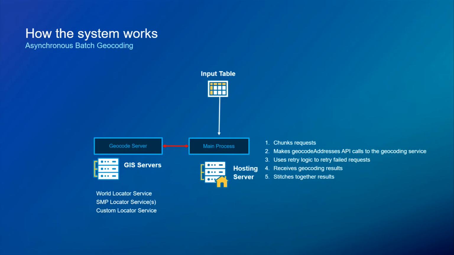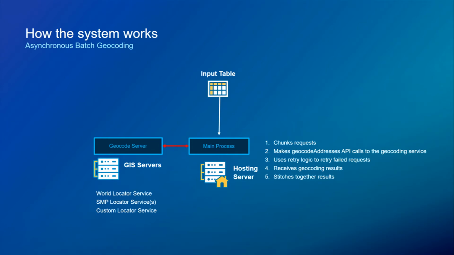So let's dive in a little bit to how the system works. Before we had this architecture on the back end, we would have ArcGIS Server and your client. What you would do is, when you publish a locator to your ArcGIS Server, it would come with the Geocode Addresses API, which is an API for batch geocoding.